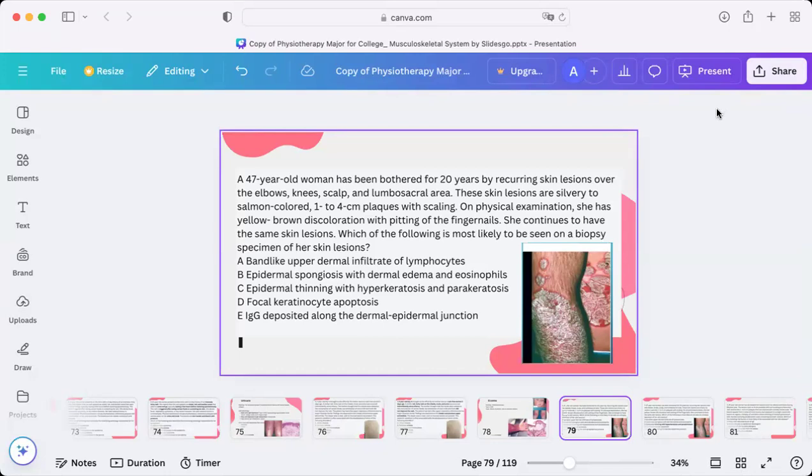You guys are correct. I feel like this was a bit of an easy question, but I can't stress how high yield this is. So please know the histology of psoriasis like you know your name. I said it for a lot of things, but this is extremely high yield. Okay, guys? I'll talk about the histology in a minute as well.